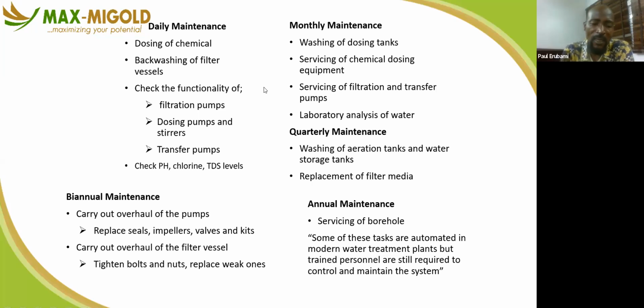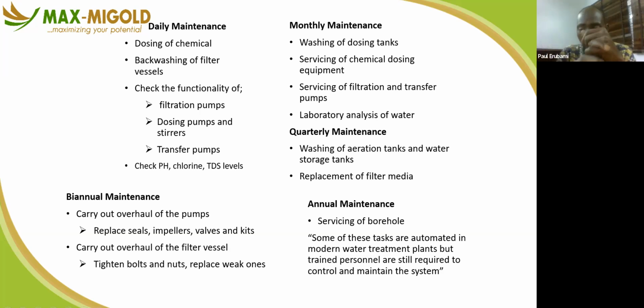And what are the maintenance you can carry out on your water treatment plant? You have what we call daily maintenance, monthly maintenance, quarterly maintenance, biannual maintenance, and annual maintenance. What are the daily maintenance? You dose the chemical. If you have a very good, bigger storage system or bigger storage dosing tanks, you can do your dosing at almost about 3 days or 2 days interval.